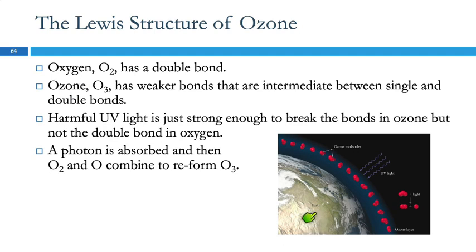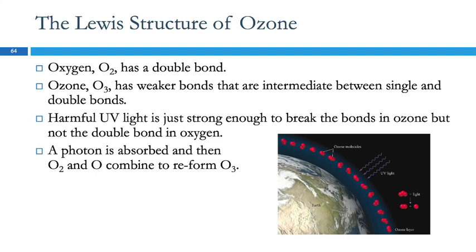So here we have the Earth, and we've got an atmosphere, and there's the ozone layer. Everybody's familiar with the ozone layer. It's important, right? How does the ozone layer help us? Well, UV light comes in from the sun, and that UV light is strong enough to break the bonds in ozone, but not the double bonds in oxygen.